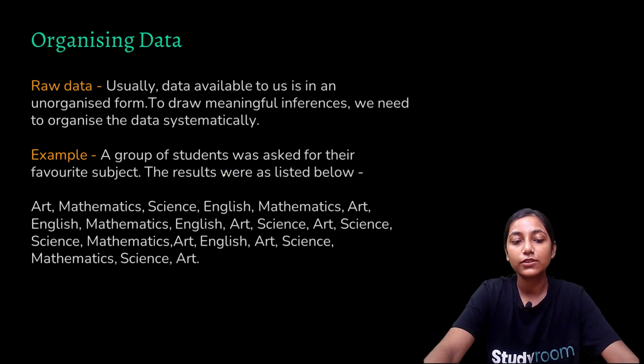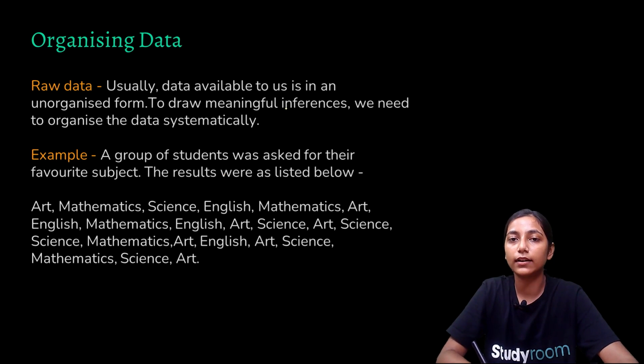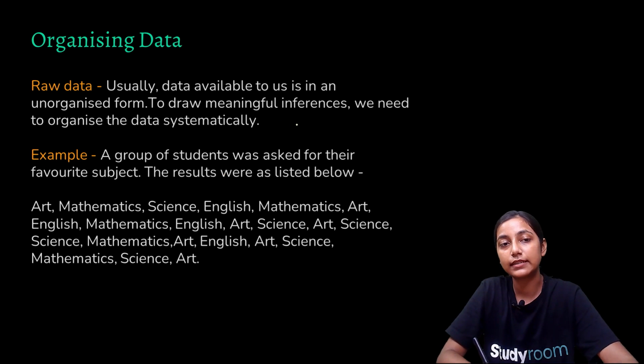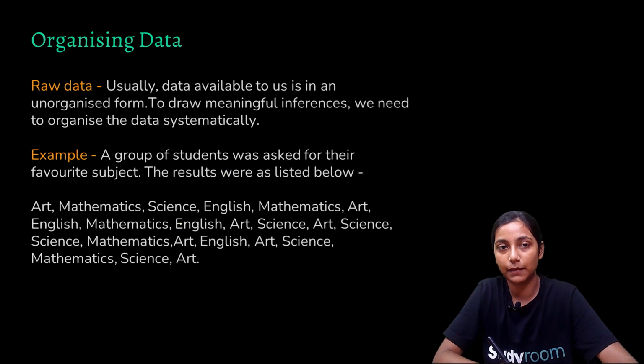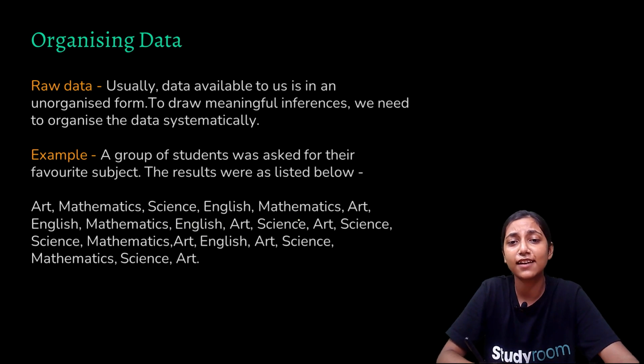So first of all, what is raw data? Usually data available to us is in an unorganized form. To draw meaningful inferences, we need to organize the data systematically. Example: a group of students was asked for their favorite subject. The results were as listed below. Art, mathematics, science, English, mathematics, art, English, mathematics, English, art, science, science, mathematics, art, English, art, science, mathematics, science, art.